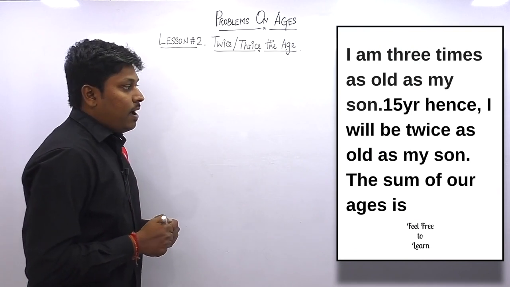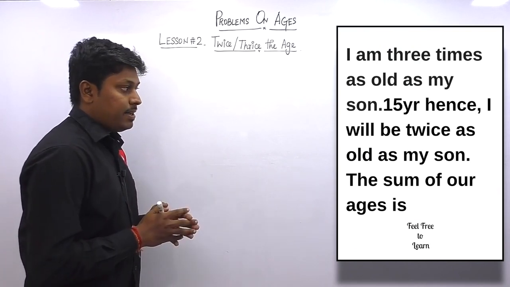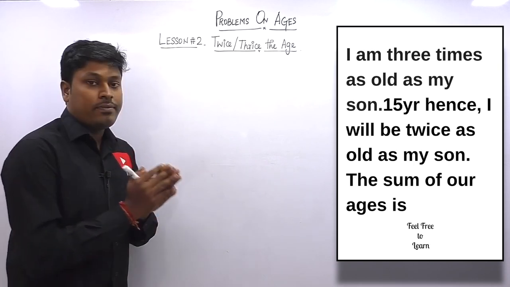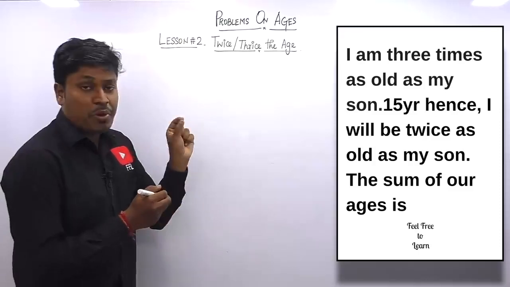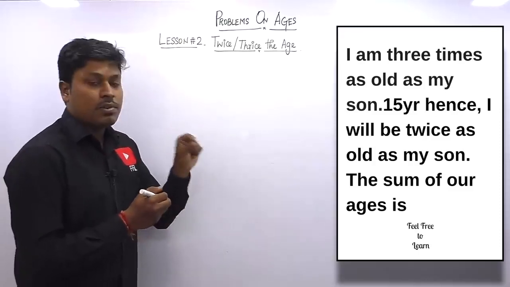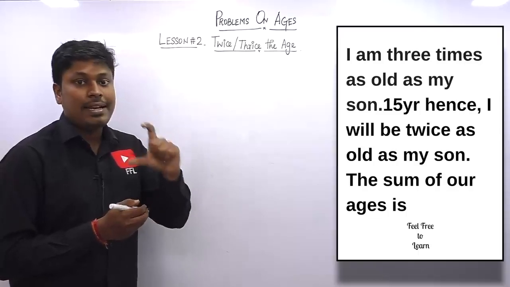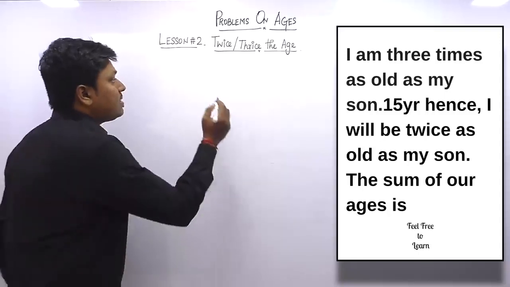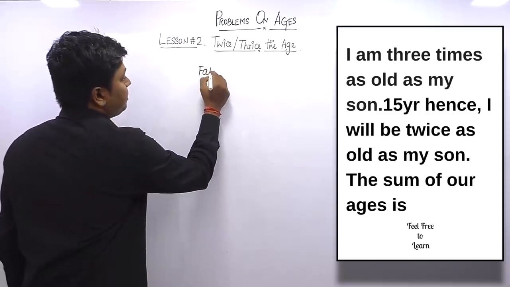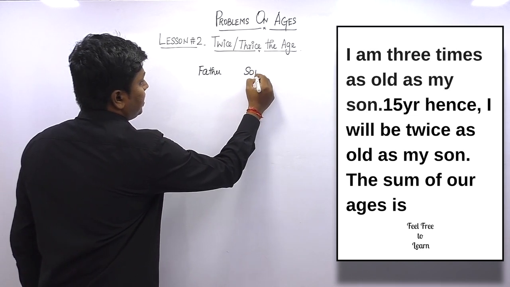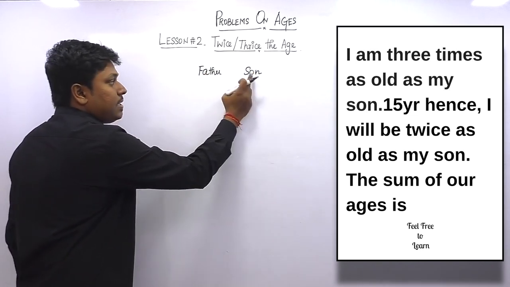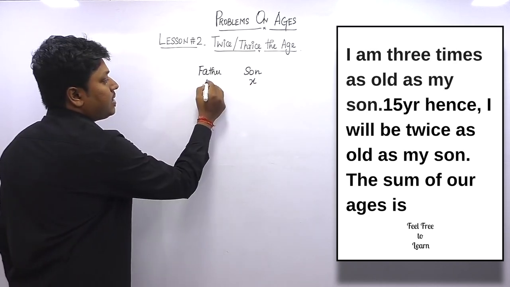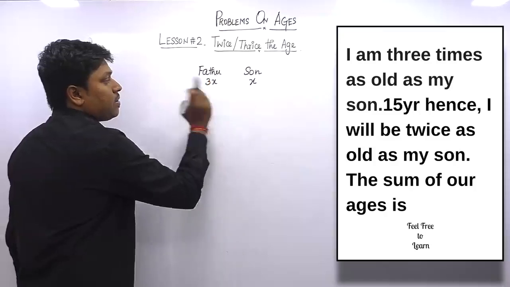Question number 1. I am 3 times as old as my son. 15 years hence, I will be twice as old as my son. The sum of our ages. In the first point, what they are saying is, I am 3 times as old as my son. Let me keep the letter I as the father. So the father's age is 3 times the son's age. Let me fix the initial ages of the father and the son. Let me fix the age of the son as x. Then the father's age will be 3x.